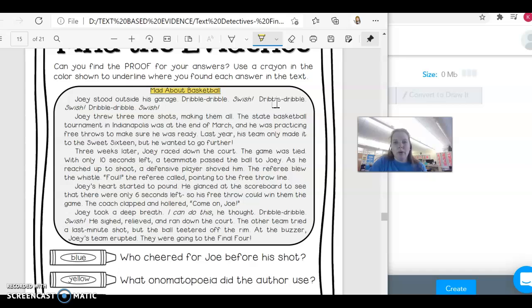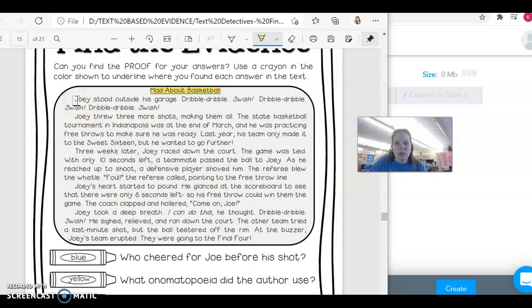Okay? So what we're going to do together is Ms. Esther's going to read this story to you, and then we're going to talk about our questions. So here we go. If you have the paper in front of you, which you should, I need you to follow along with your finger as we read.